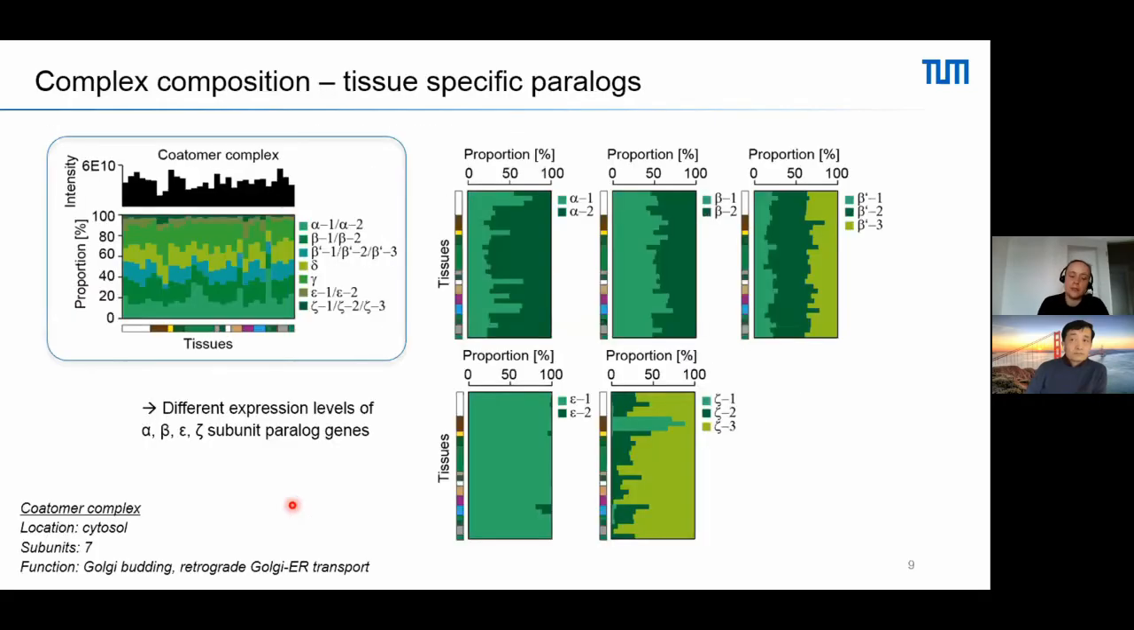However, if we look at already well-established and known complexes, there is a lot of information that we can gain from the tissue atlas. Here we are looking at the coatomer complex, which is a cytosolic complex that is required for budding from Golgi membranes and retrograde Golgi-ER transport. It is composed of 7 different subunits, and several of the subunits are encoded by paralog genes in the Arabidopsis genome. For mutant analysis, it is often important to know which paralog form is the dominant one, because if you want to knock out a specific gene and see its function, and you have a redundant paralog which can take over the function, you might not see a phenotype.